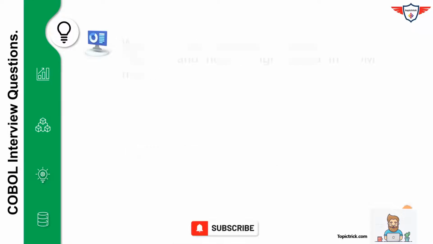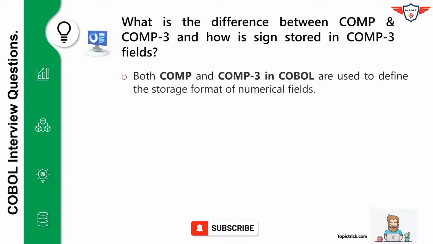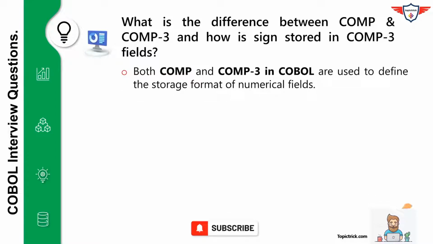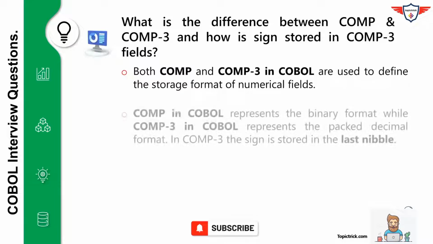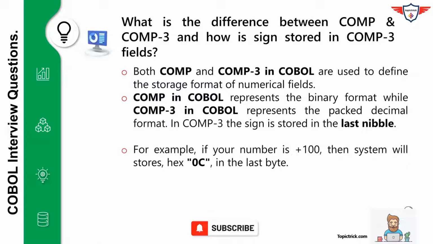What is the difference between comp and comp3? And how is sign stored in comp3 fields? Both comp and comp3 in COBOL are used to define the storage format of numerical fields. Comp in COBOL represents the binary format, while comp3 in COBOL represents the packed decimal format. In comp3 the sign is stored in the last nibble. For example, if your number is plus 100, then the system will store hex 0C in the last byte.